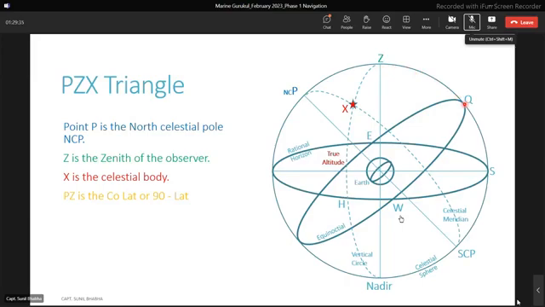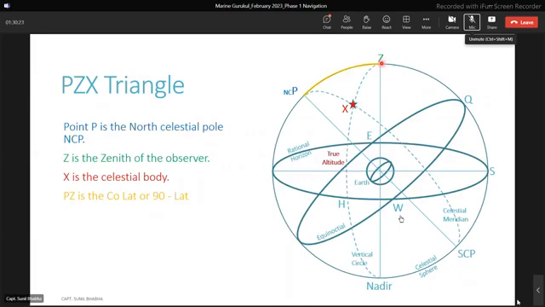Now we also know that from the equinoctial to the celestial pole, that is the NCP, P to Q is 90 degrees. Every point on the equinoctial is 90 degrees away from the celestial pole. So P to Q is 90 degrees. Z to Q is the latitude of the observer, and this tells us that P to Z, this side of the PZX triangle, will be 90 minus the latitude of the observer.